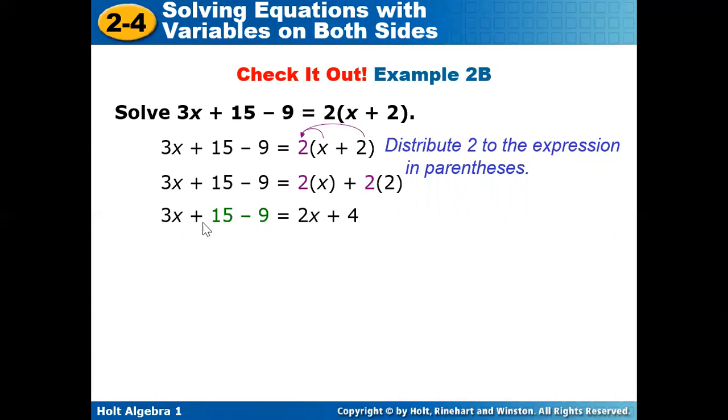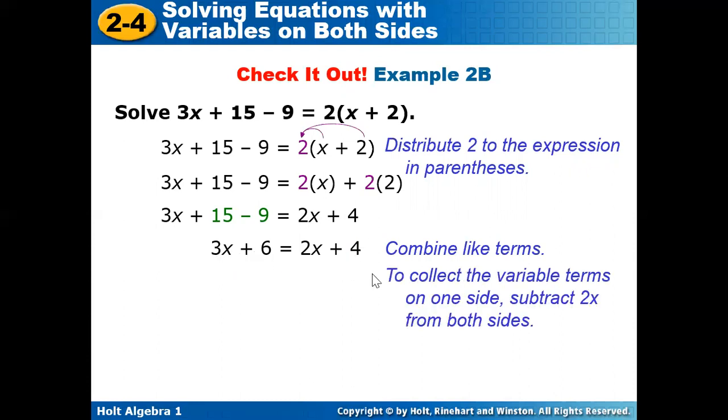Over here, we have a single variable term and we have 2 non-variable terms. So we will group the non-variable terms. 15 minus 9 is equal to 6. And we didn't do anything here, so we just bring it straight down, right? Now you have 3x plus 6 is equal to 2x plus 4.